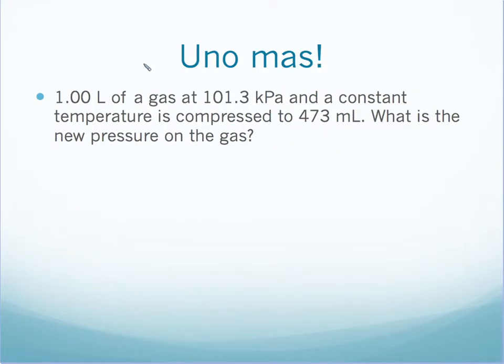So pause this video. You have 1 liter of a gas at 101.3 kilopascals and a constant temperature. It's compressed to only 473 milliliters. So we're in milliliters and liters. They got to be the same. So remember, 1 liter is equal to 1,000 of these. So do that conversion. And what is the new pressure on the gas? So pause the video, work through this, and then hit play and you'll get your answer.